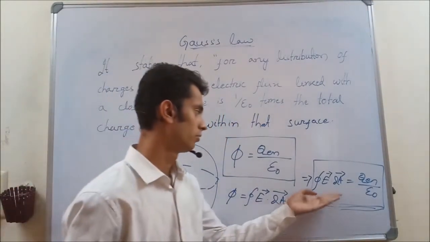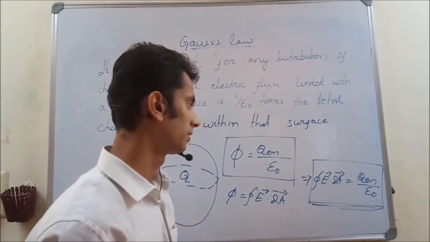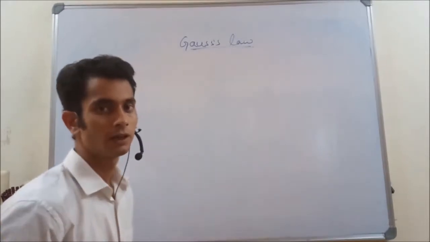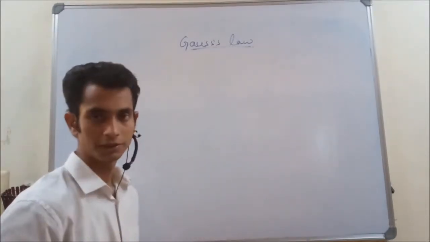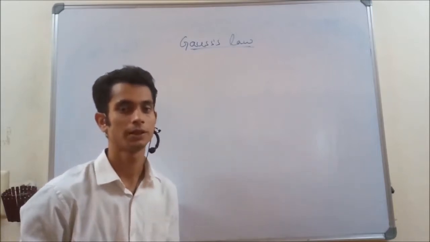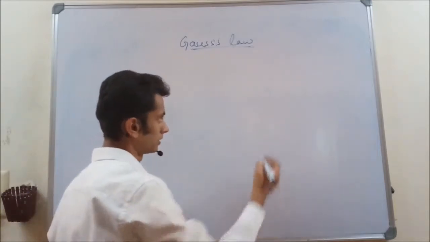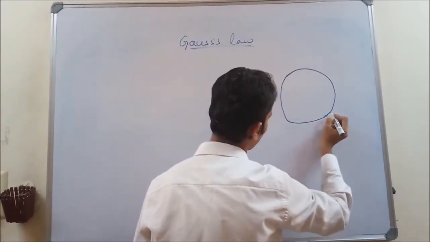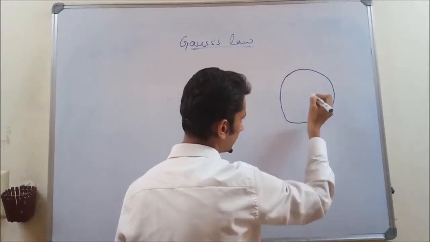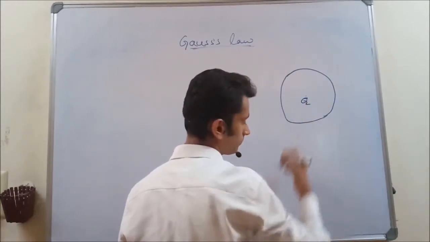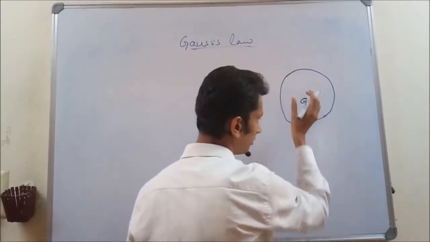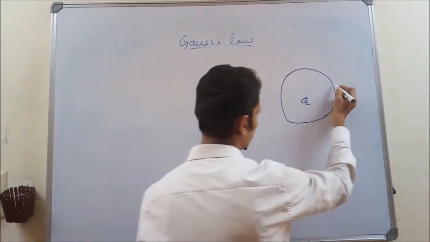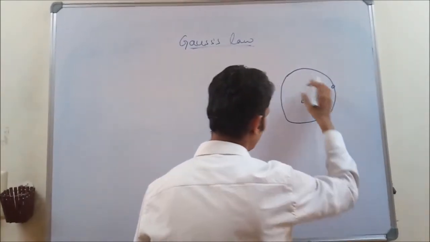So how do we get that the closed surface integral of E dot dA is equal to Q enclosed by epsilon 0? Let's see. Let's take a sphere as our 3D closed surface. At the center of the sphere, place an amount of charge Q. So what will be the flux of the sphere?